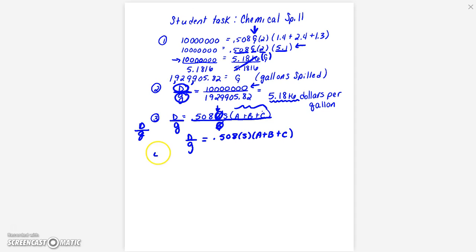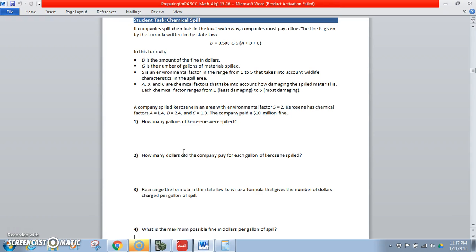So question number 4 wants us to use this equation that we just created, and let's see exactly what it wants. Question 4 says, what is the maximum possible fine in dollars per gallon of spill? So if you look at the top here, where it says S is an environmental factor in the range from 1 to 5 that takes into account wildlife characteristics in the spill area, the worst possible fine, or the maximum fine, would be if S was the number 5.